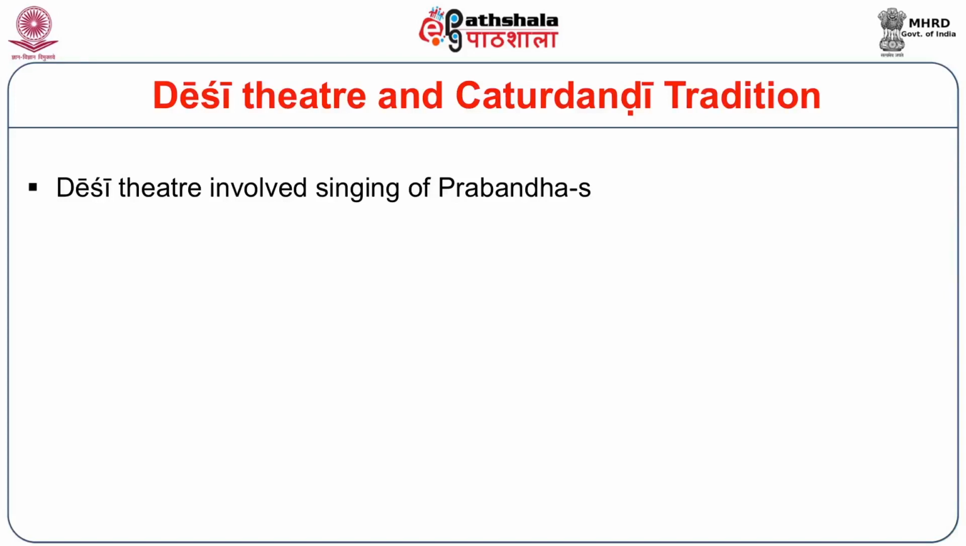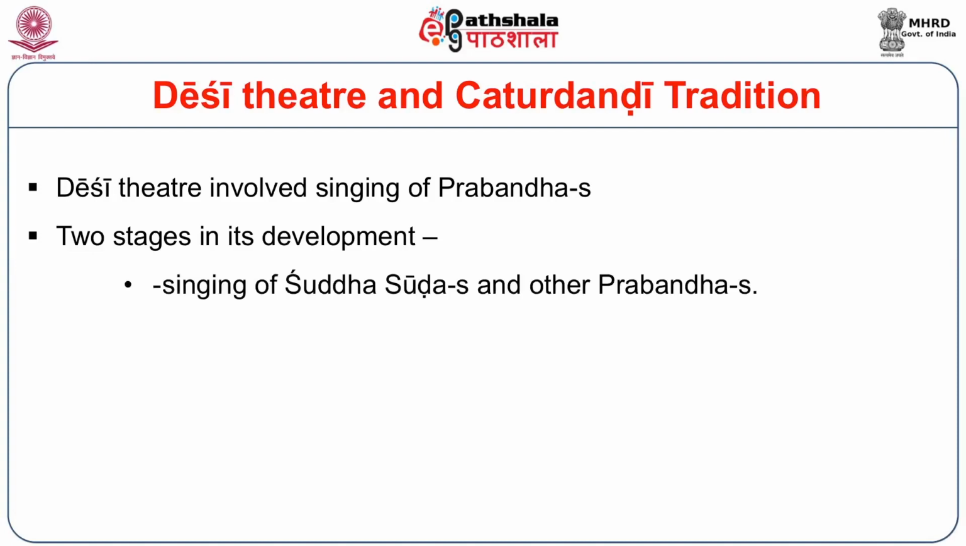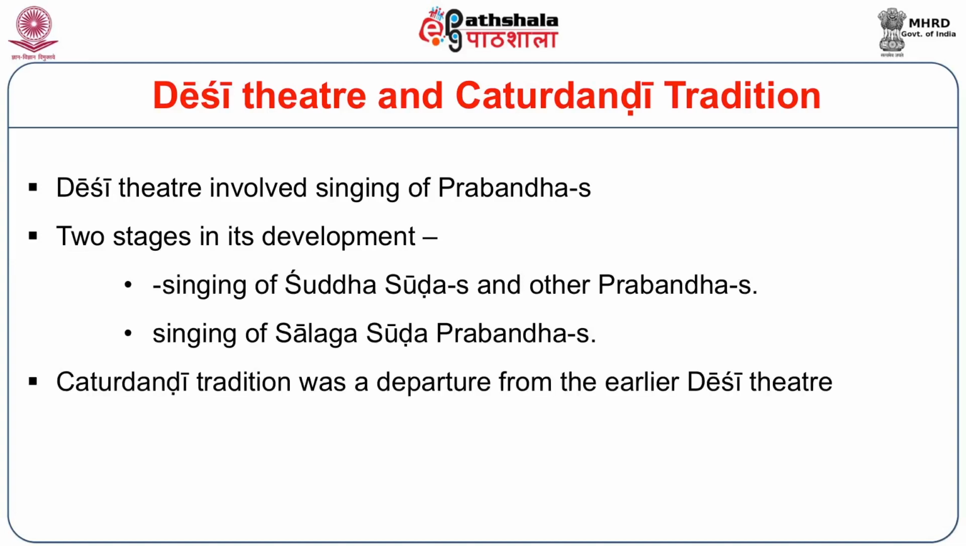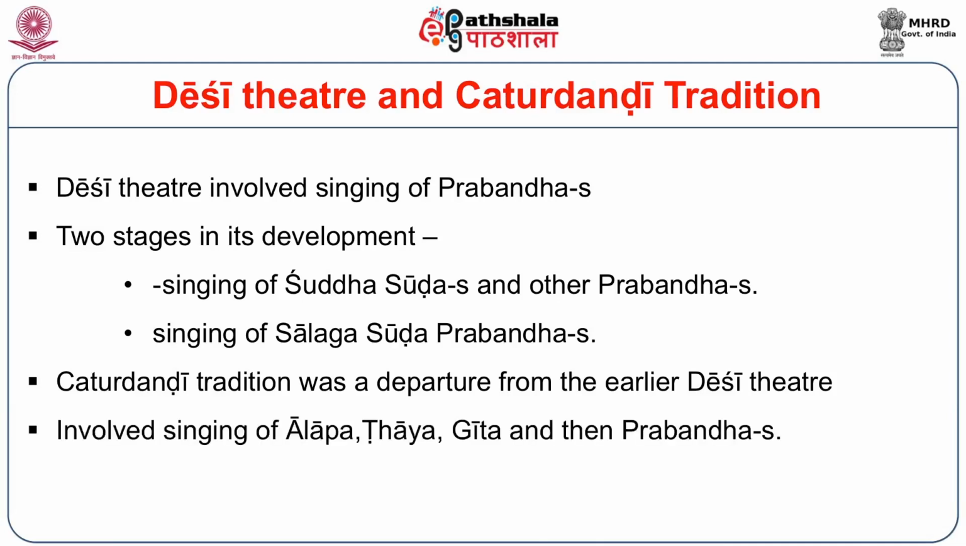The Desi theatre and the Caturdandi tradition is a parallel thing which came later, and this involved the singing of the Prabandhas. There were two stages in its development. One is the singing of the Shuddha Sudas and other Prabandhas. The other is the singing of the Salaga Suda Prabandhas. The Caturdandi tradition was a departure from the earlier Desi tradition, and involved the singing of the Alapa, Thaya, Gita and then the Prabandhas.